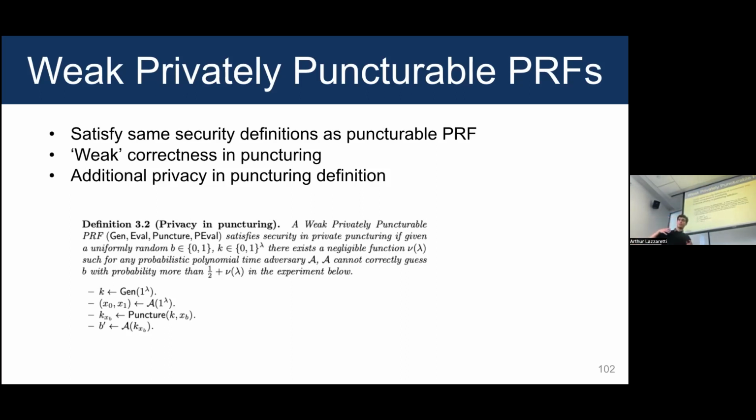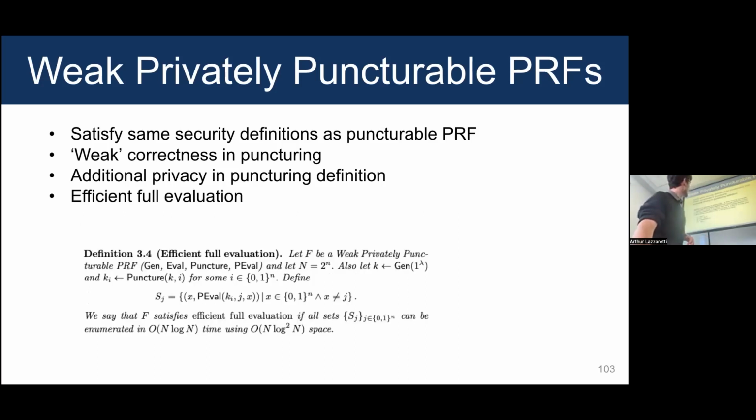Whereas before this was not true, because it was necessary to leak this puncture index. So if we remove the index, the server has no way of knowing it. That is kind of the intuition behind it. Okay, so this is an additional privacy property that we get, and by itself it's not really useful.